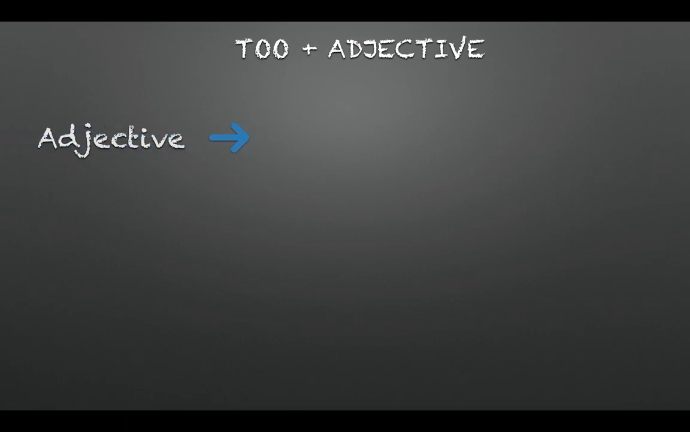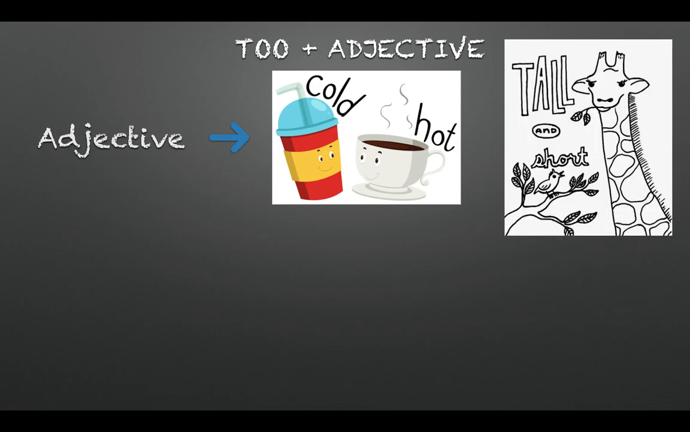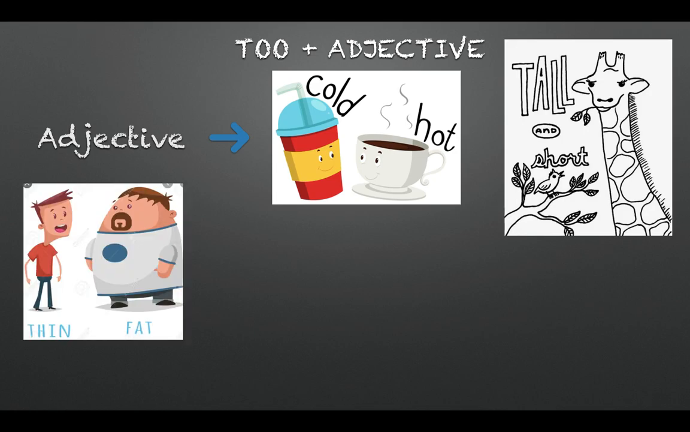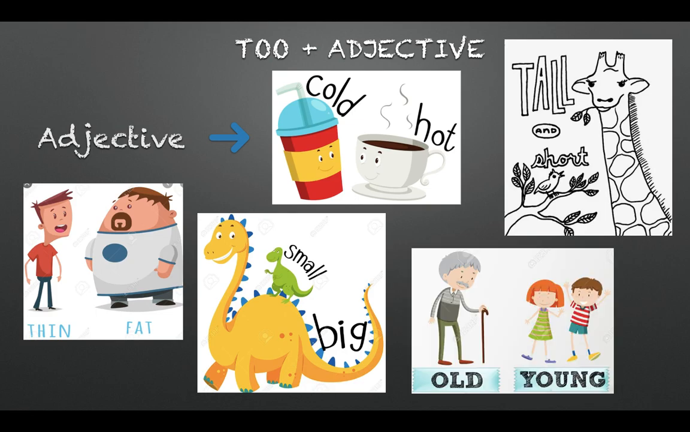Okay, so here we have some examples. We have cold, hot, tall, short, thin, fat, small, big, old, and young. We can also name words like beautiful, good, bad, ugly, etc. So you have a lot of adjectives to work with. These are the simplest, I think, so I put them so you can understand better. Okay, so we already know what an adjective is.